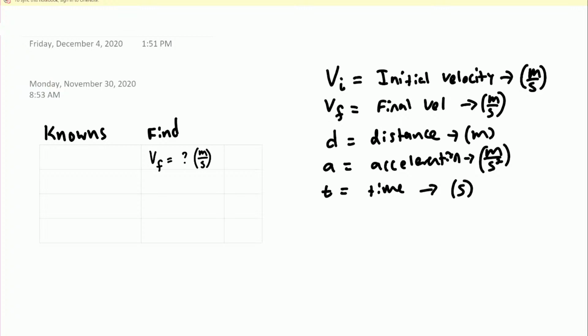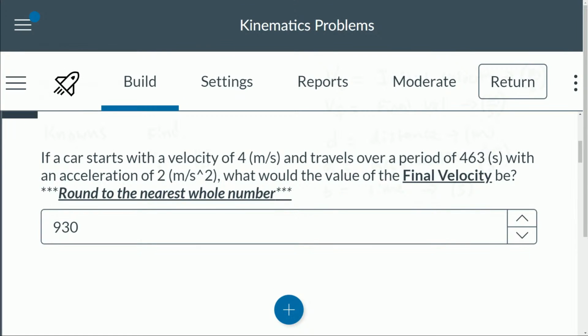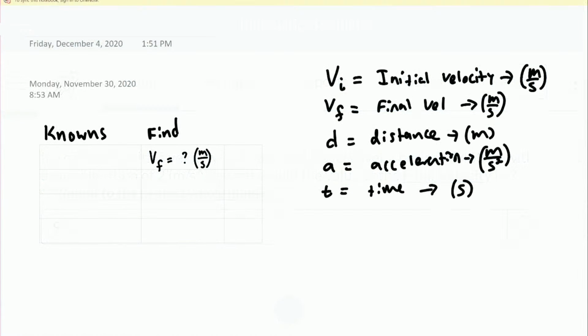Okay, cool. All right. So this is our problem. It says if a car starts with a velocity of 4 meters per second, travels over a period of 463 seconds with an acceleration of 2 meters per second squared, what would the final velocity be? And then round to the nearest whole number. So we've already found the final velocity is what we're looking for. That's the objective of the problem.